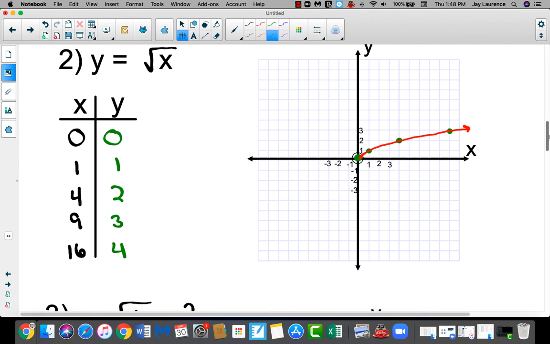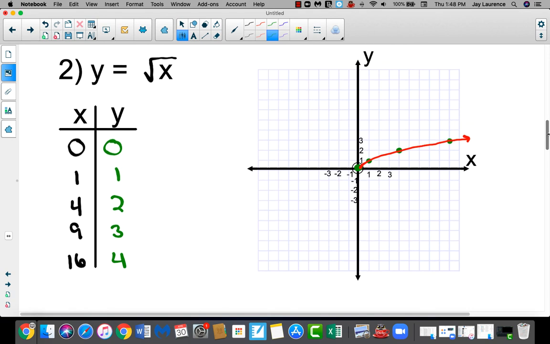So we learned how to identify domain, we learned how to graph y equals the square root of x, a square root function, and what happens if we add or subtract outside of the square root function. It causes a vertical translation. In other words, the curve shifts up or down.